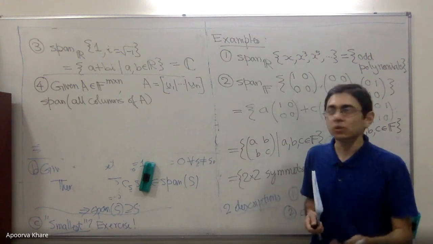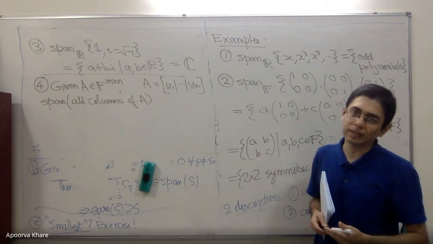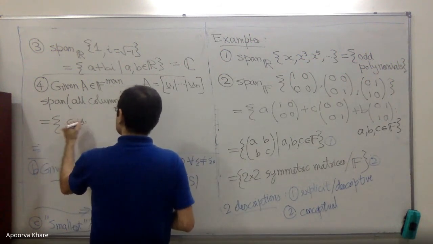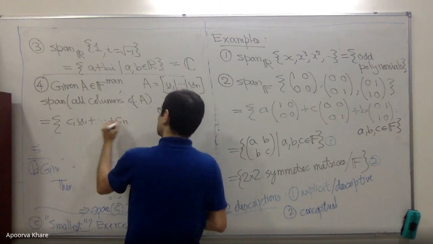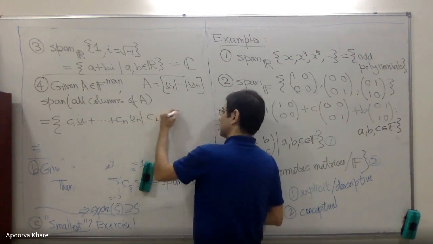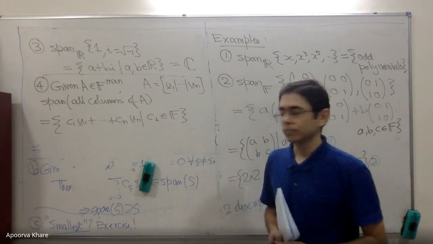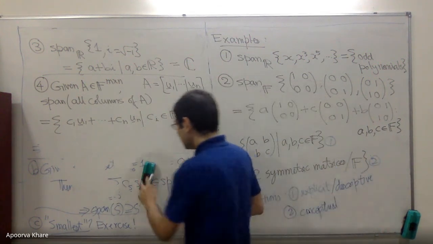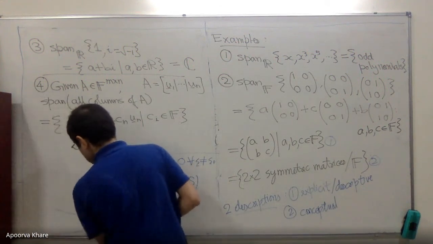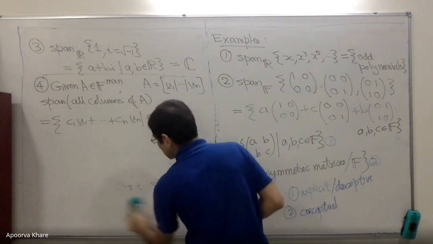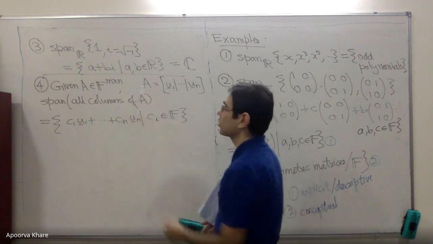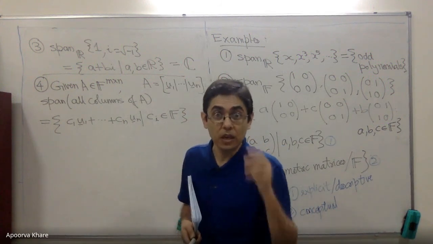So again, let's work this out first by the descriptive way, explicitly, and then by the other way. This is equal to the set of all C1U1 plus C2U2 plus CNUN, such that all the CIs are in the field. So far, so good. This is explicit. Now, remember, I gave you something called the column space, right? It is natural to ask, this is the span of all the columns. Does that have some relation to the column space? But what was the column space?